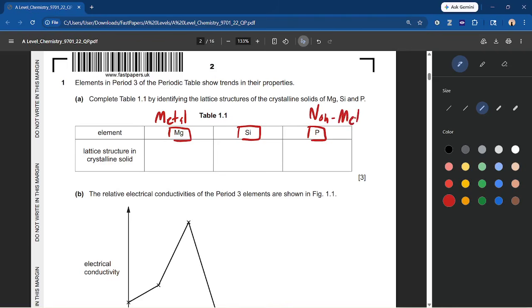So whenever you're dealing with a metallic structure, obviously you're going to have a giant metallic structure, and you're going to cap it off by writing giant metallic structure. I'm pretty sure you already know this by now, but still, just to refresh our memories, you have a lattice of positive ions. This is for metal, obviously.